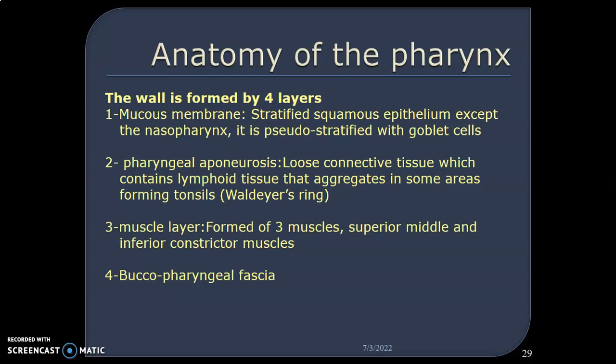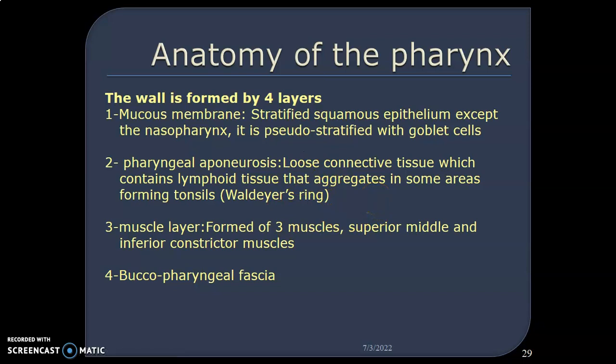The mucous membrane layer has stratified squamous epithelium, except in the nasopharynx, where you have pseudostratified columnar epithelium with goblet cells, just like the epithelium in the nasal cavity. Then the next layer is the pharyngeal aponeurosis. It's made up of loose connective tissue with lymphoid aggregates, so that's where you have your Waldeyer's ring.